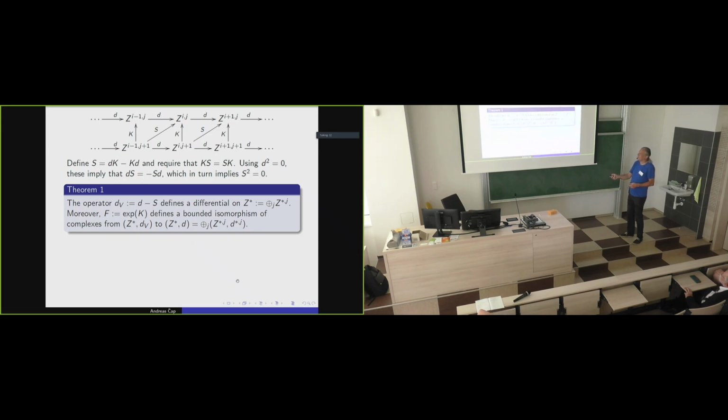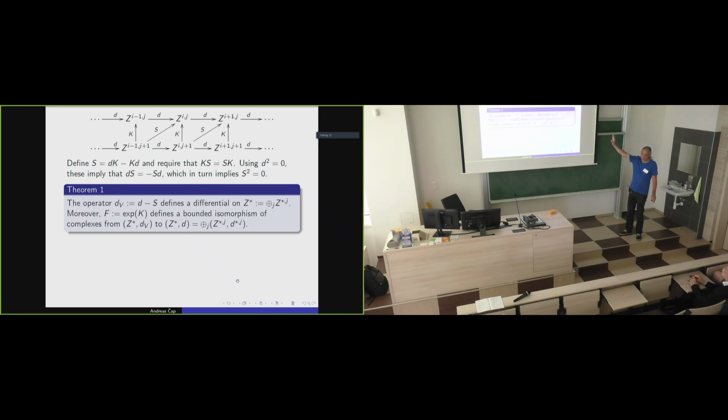What is not so obvious is that if you define F to be the exponential of K, and you see that K moves you up one row, you immediately see that this exponential actually is a finite sum, so it's a polynomial and not a series, so it's automatically a bounded operator. And you find out that this defines a bounded isomorphism of complexes from this twisted complex to the direct sum of the rows. So if you understand the cohomology of the rows, you immediately know that this twisted derivative computes the same cohomology. All right, and that's the gist of part 1.